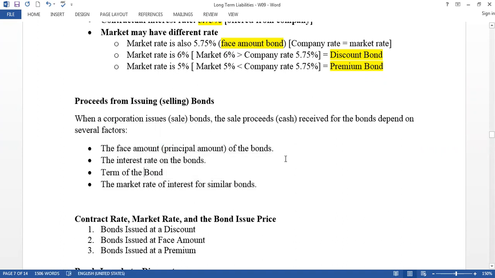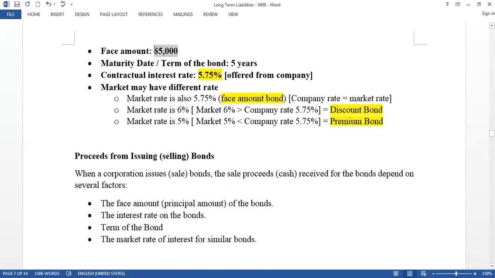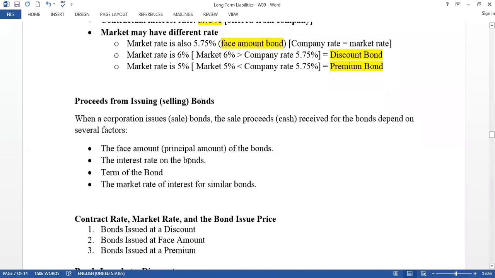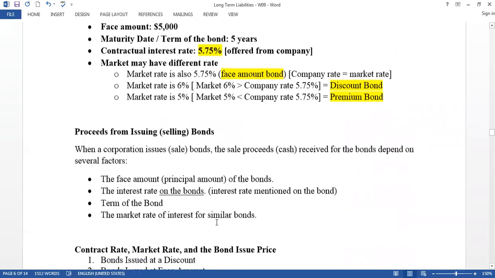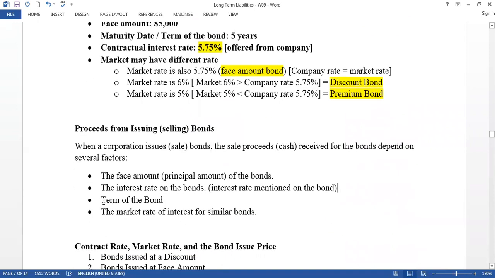So the face amount of the bond, we already know, because it is your bond, you know this price. Then the interest rate on the bonds. Here, interest rate on the bonds means the interest rate mentioned on the bond. It is clearly mentioned. What is the rate? It is clearly mentioned.